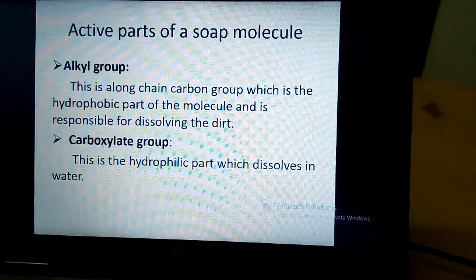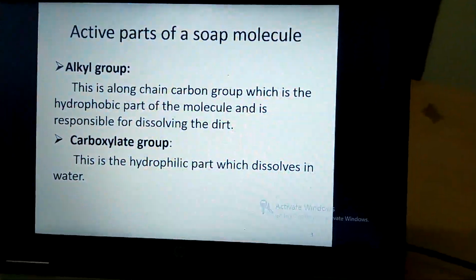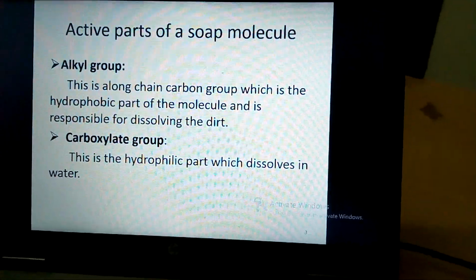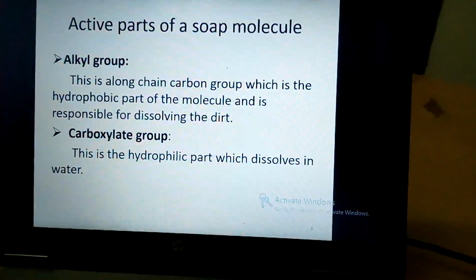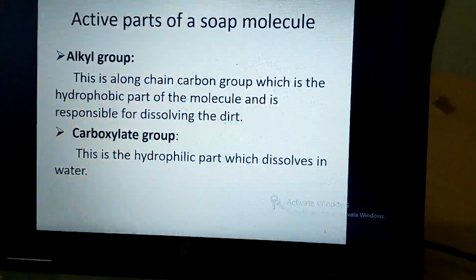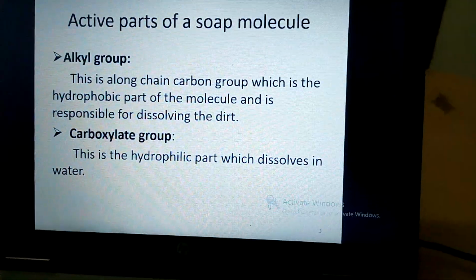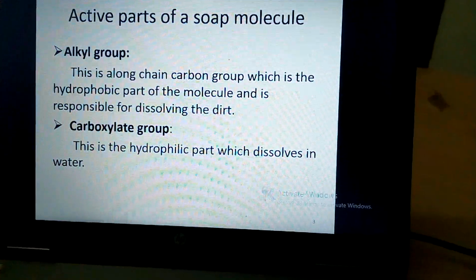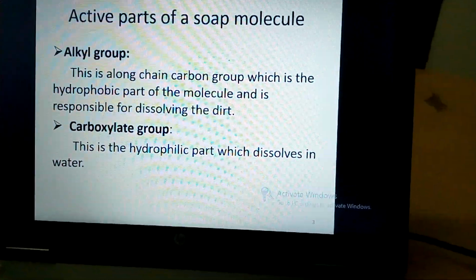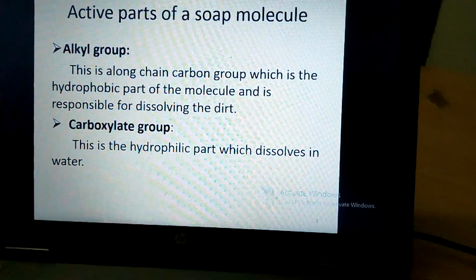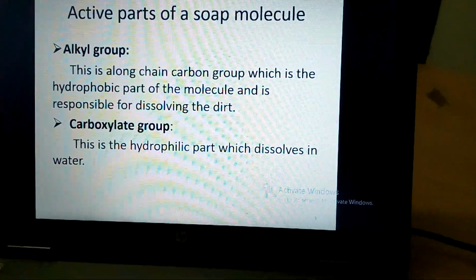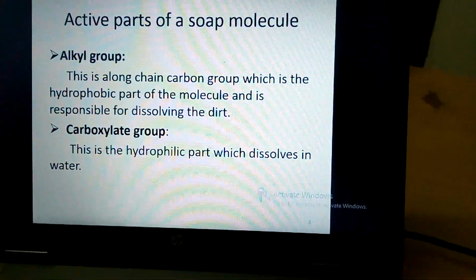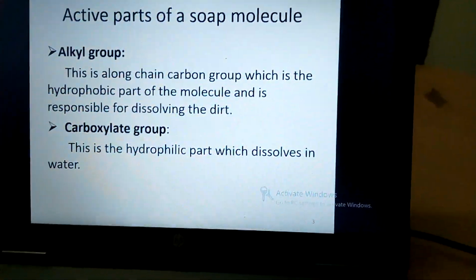Then we look at the alkyl group. The alkyl group is a long-chain carbon group which is the hydrophobic part of the molecule and is responsible for dissolving the dirt. The alkyl group is water insoluble, and because it is water insoluble and fat soluble, it tends to dissolve the fats or the dirt, because we have a rule that like dissolves like.